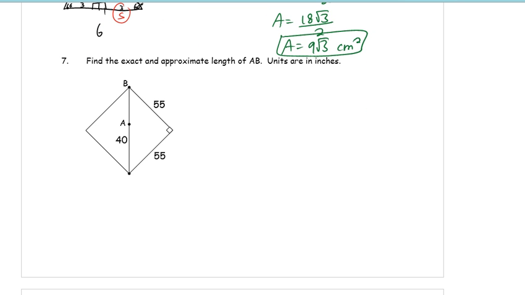And the last one. Find the exact and approximate length of AB. So we want to find this guy right here. Okay. We know A to this bottom point is 40. So if we can figure out the entire thing, we know how long our AB is. We could take that 40 away. So now we're looking here.